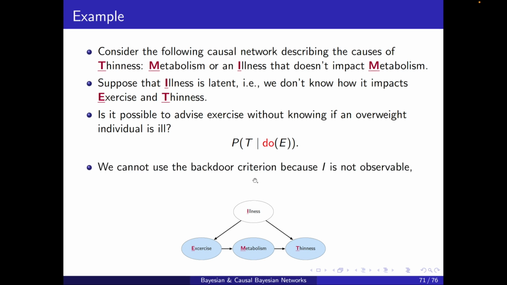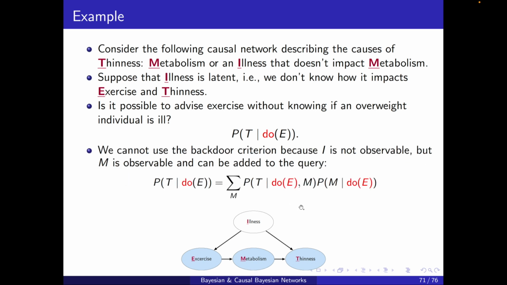Well, we cannot use the backdoor criterion because I is not observable. So this backdoor path cannot be blocked. But M is observable and can be added to the query. So I can write it down as the summation over M when I marginalize it. Okay. Now I want to simplify each of these terms. So first, the blue one.